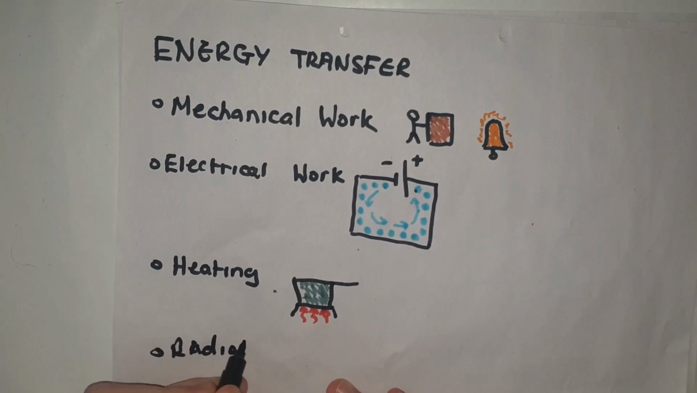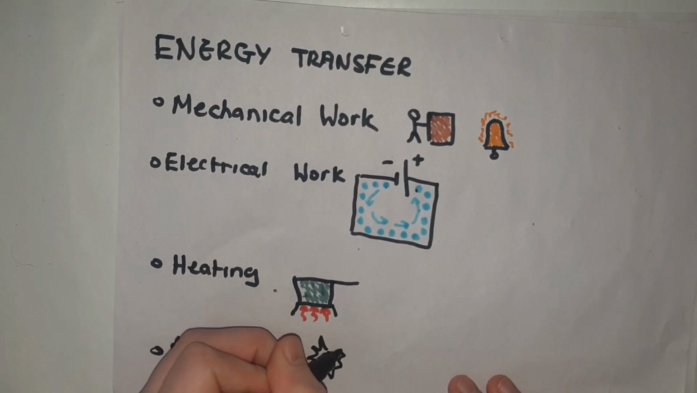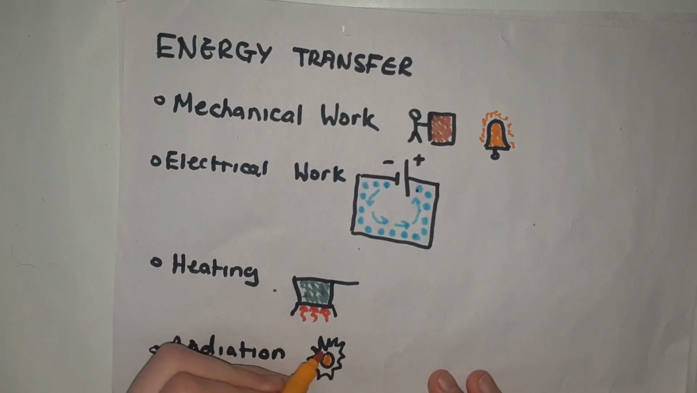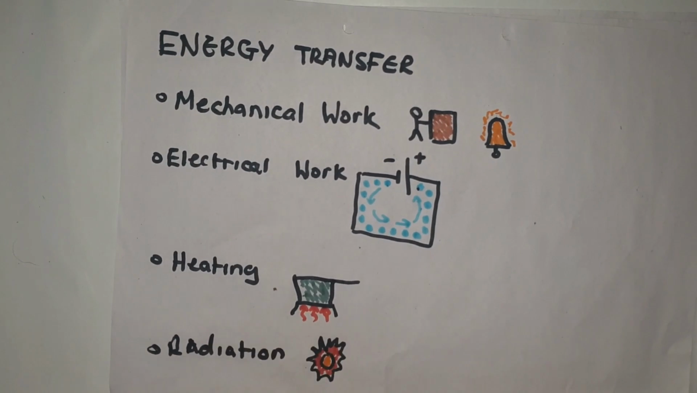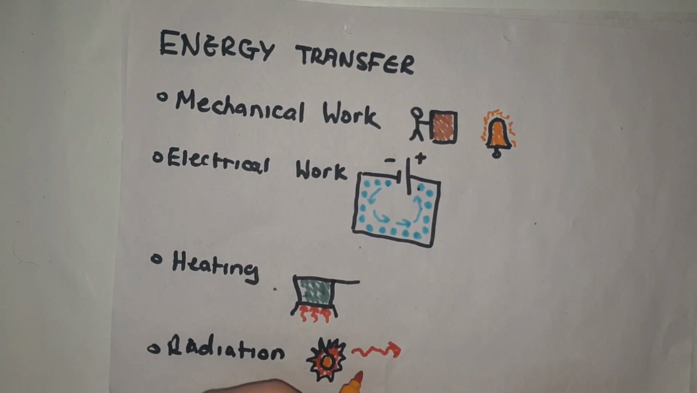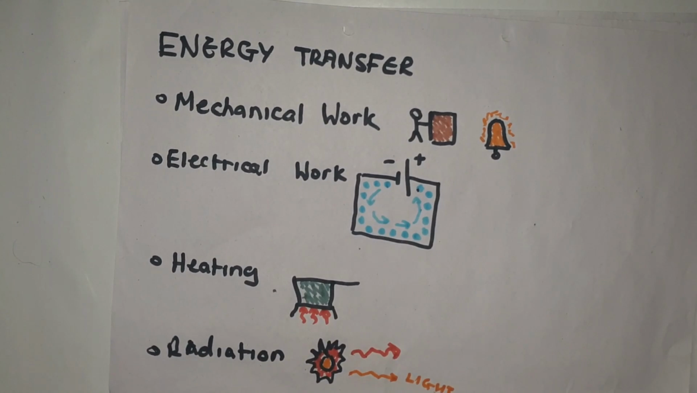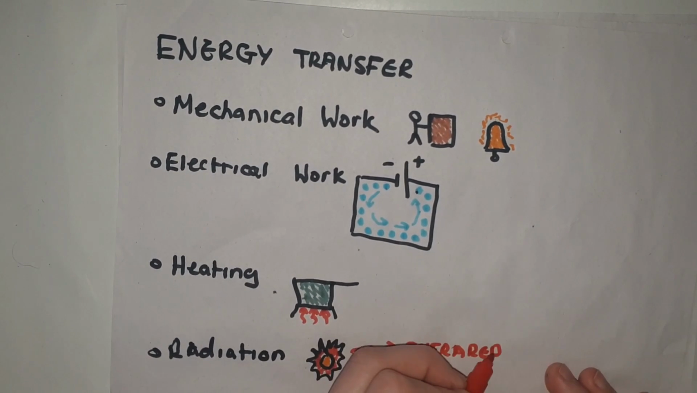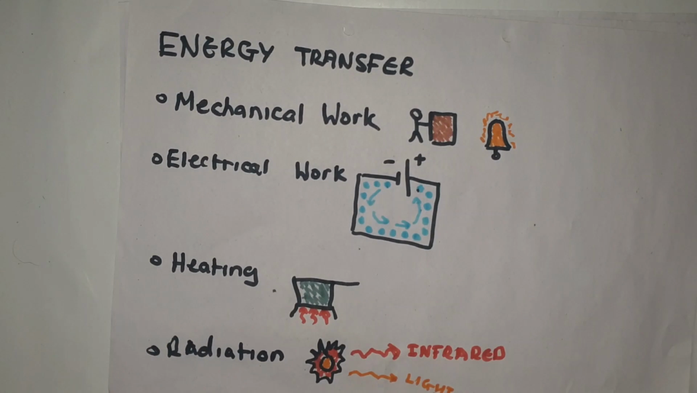And finally we have radiation. Now this is when energy is transferred by waves, or more specifically electromagnetic waves. So 2 examples of this come from the sun. We can see the sun in the sky because the sun transfers energy through light. It also helps warm up our atmosphere because the sun transfers energy through infrared radiation.